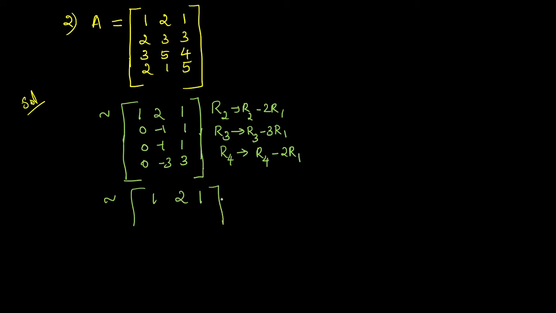For that, use the row transformation R2 gives minus R2. Let us multiply all the elements of the second row with minus 1. Therefore, we get 0 1 minus 1. And use the row transformation R3 gives 2 R3 plus R1. And the third row is updated as 1 0 3.